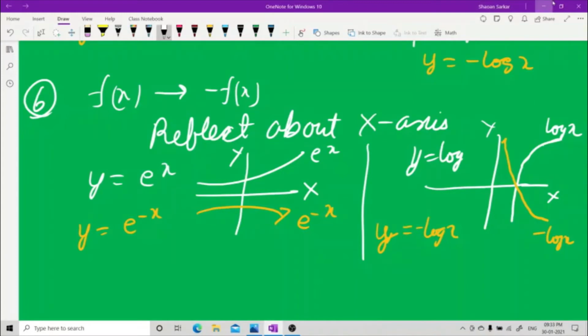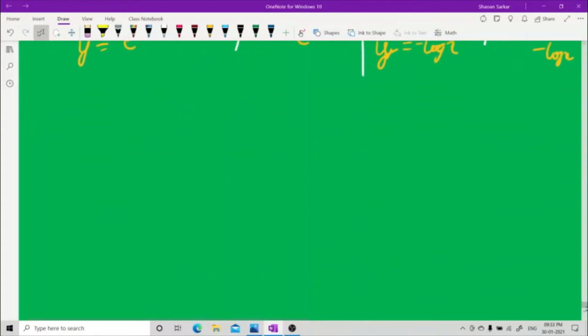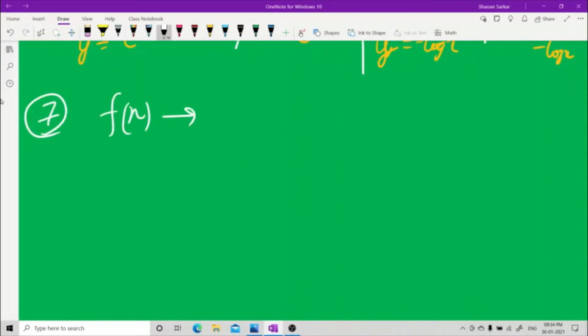Now you can have this type of a graph. Let me drag it down. Wait a minute. Here, I think this is the seventh one. Suppose f(x) is written as minus f of minus x. So for example, you will first take the image about the y-axis, reflect about the y-axis. Let me write: reflect about the y-axis.